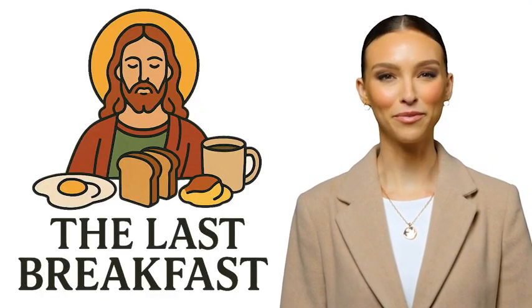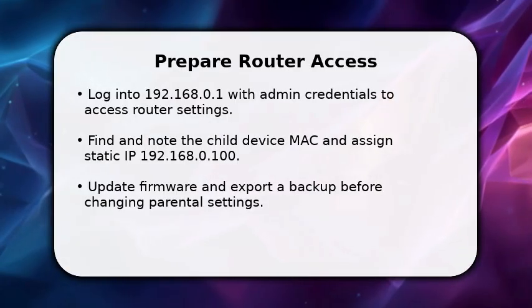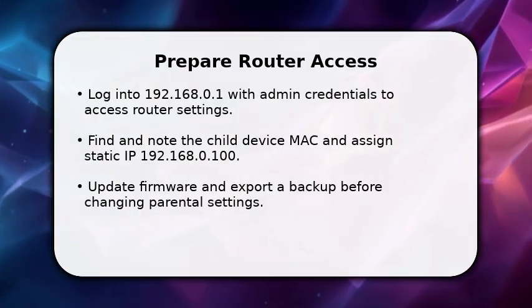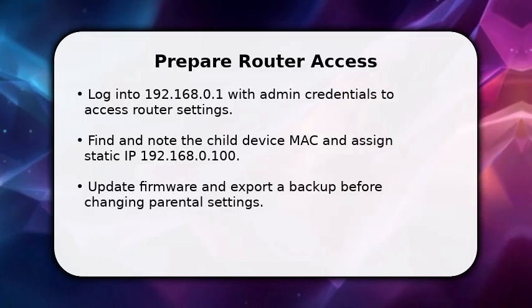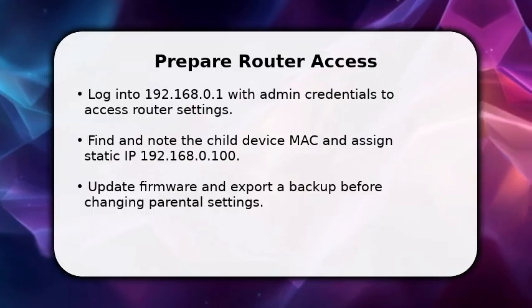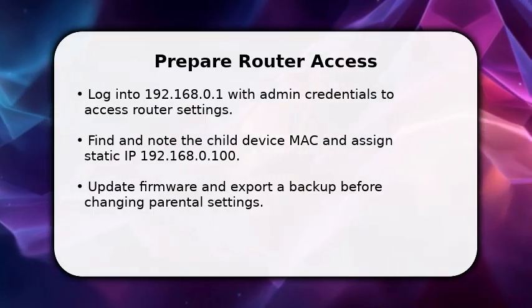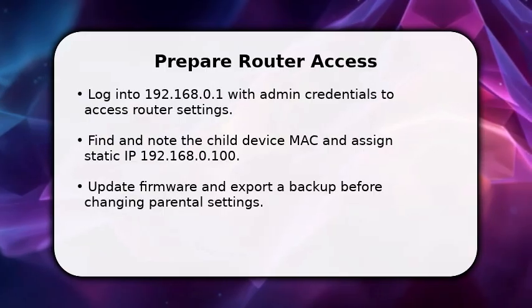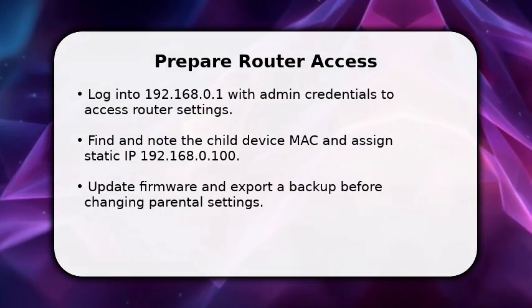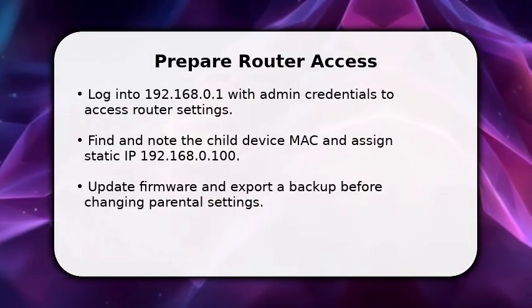Please enjoy the video. Start by connecting your computer to the TP-Link router via Ethernet or Wi-Fi. Open a browser and go to 192.168.0.1, then log in as admin. Change the default password to a strong, unique one of at least 12 characters. Update the router firmware to the latest version and export a settings backup file.